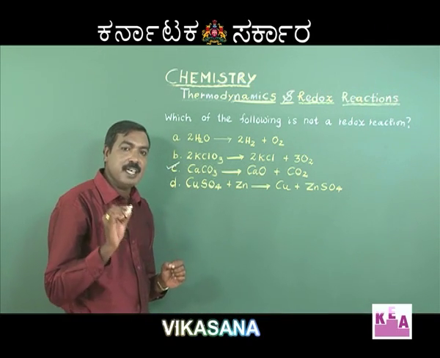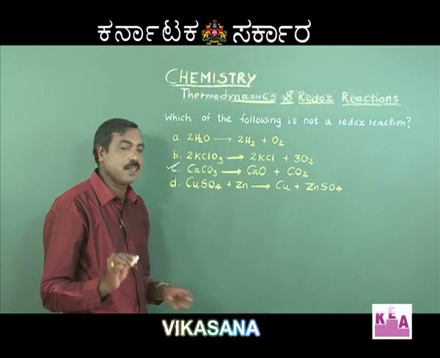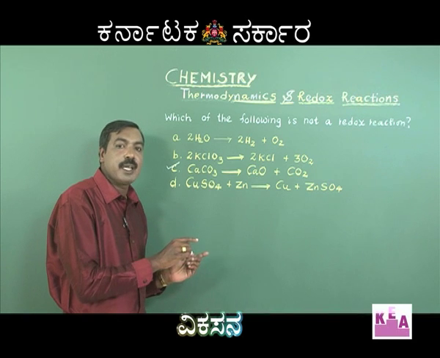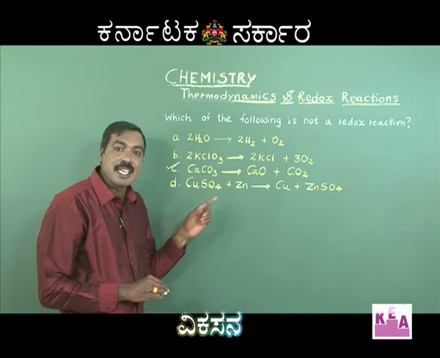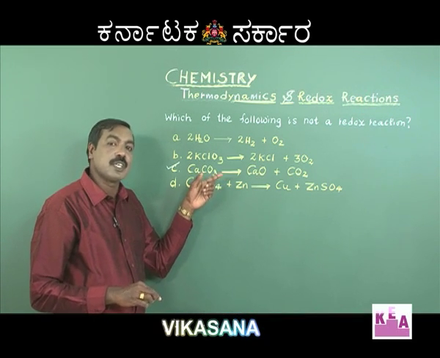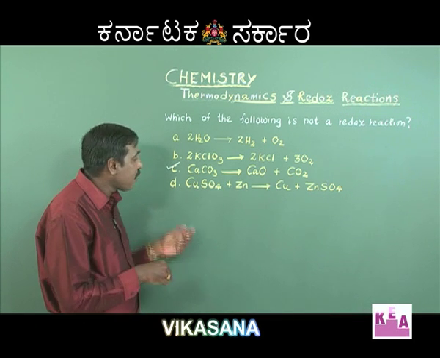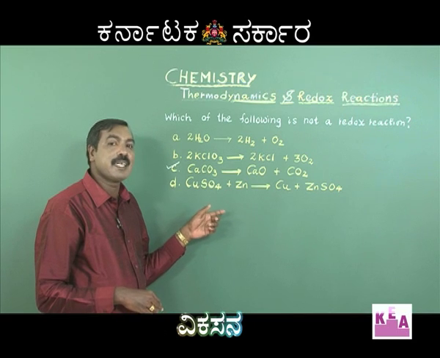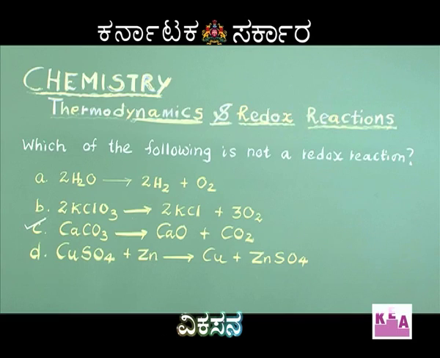Calcium carbonate undergoing decomposition to give calcium oxide and carbon dioxide. None of the products are in elemental state. Therefore, it cannot be a redox reaction. Option D, if I look into it, is an example of a redox reaction by the metal displacement method.